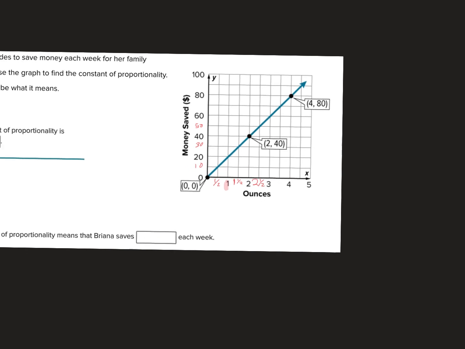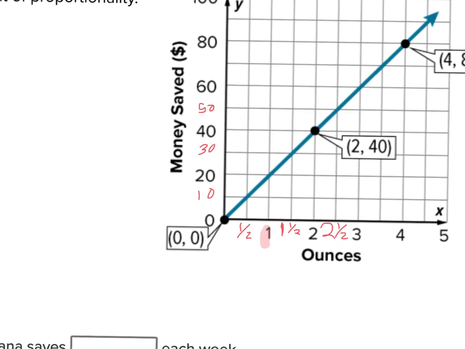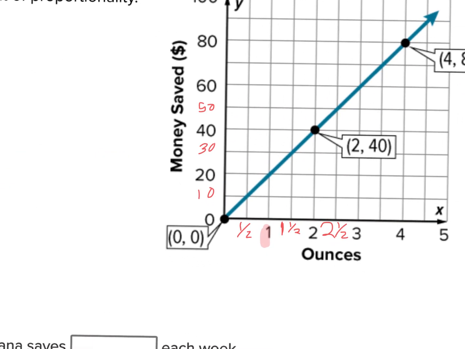All right, now let's look at this. Every time I get over to 1 ounce, I go up 20. Now let's see if that stays the same. So I went over 1 and up 20. Let's see if I can do that again.